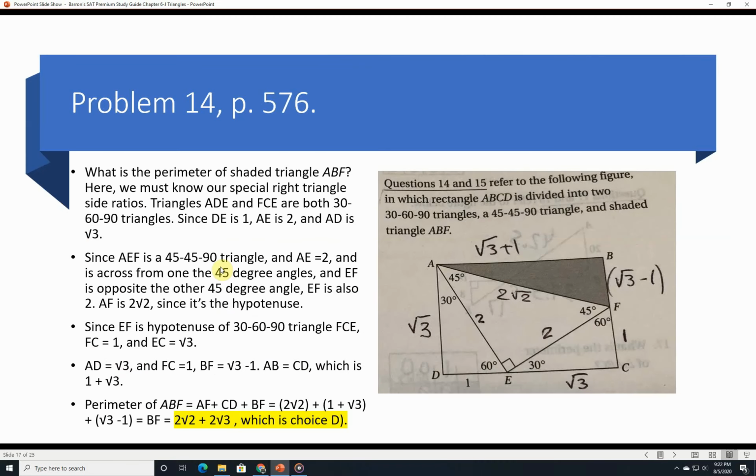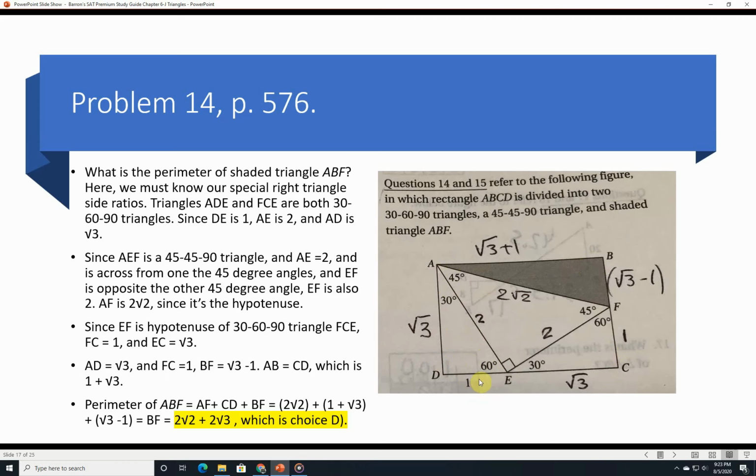Problem 14. What is the perimeter of shaded triangle ABF? Well, here we must know our special right triangle side ratios. This problem is all about the triangle side ratios for these special right triangles. Luckily, there really are only 2 you need to know for the SAT, and they're the only ones they use here. So they tell you this side is 1, they can show you this is 30, 60, and since this is a corner of a rectangle, it has to be 90. So all of these corners have to be 90 degrees because it's a rectangle.